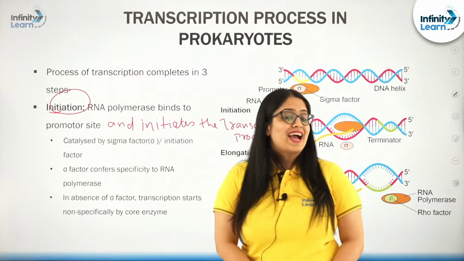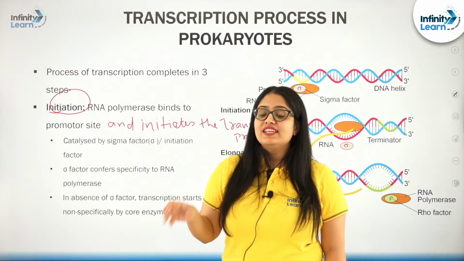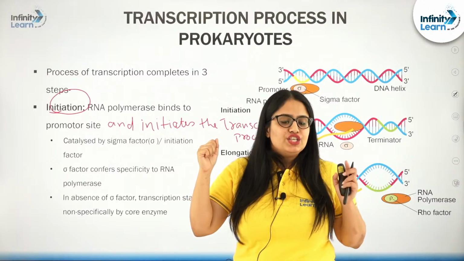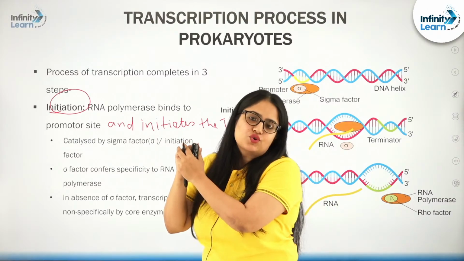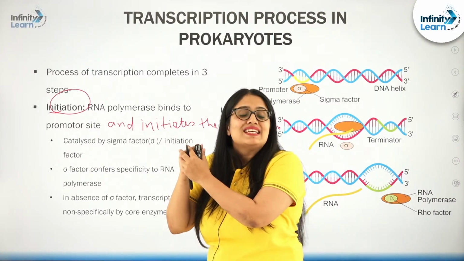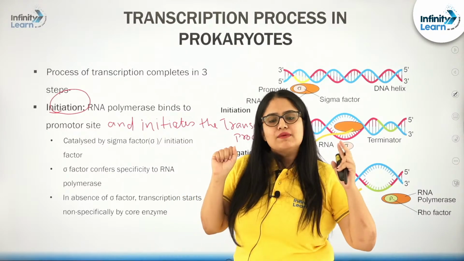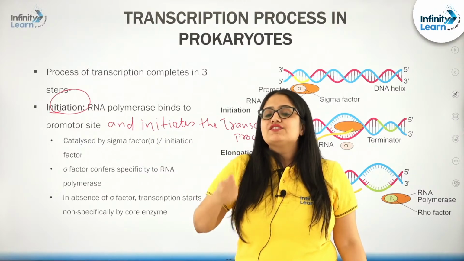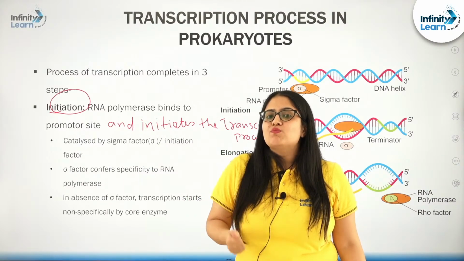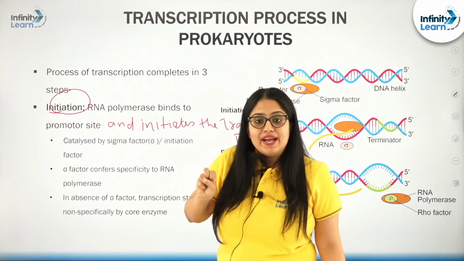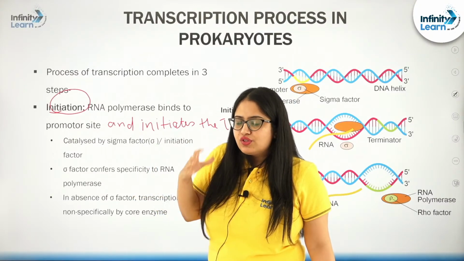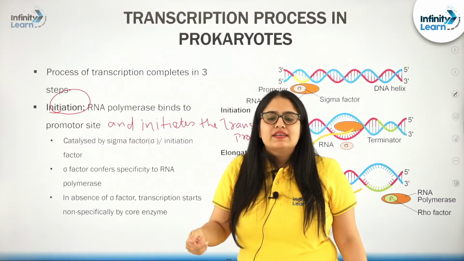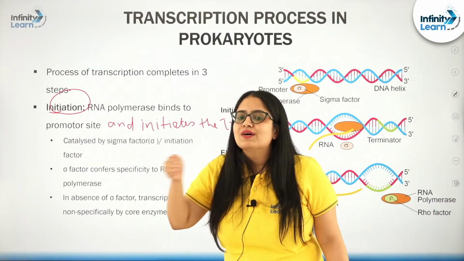Next, students, as I told you on the previous slide, for initiation to take place, the core of the RNA polymerase needs to be attached with the sixth subunit known as the sigma subunit, also known as the initiation factor. When the sigma subunit attaches to the core of RNA polymerase, it makes the activity or function of RNA polymerase more specific. Because of this binding of sigma factor to the core of RNA polymerase, it can find its binding sequences on the promoter region.